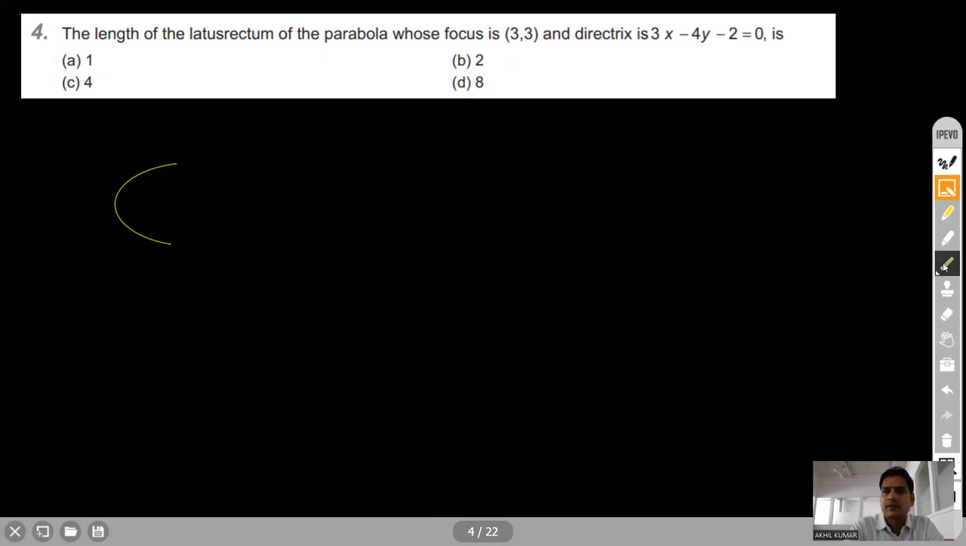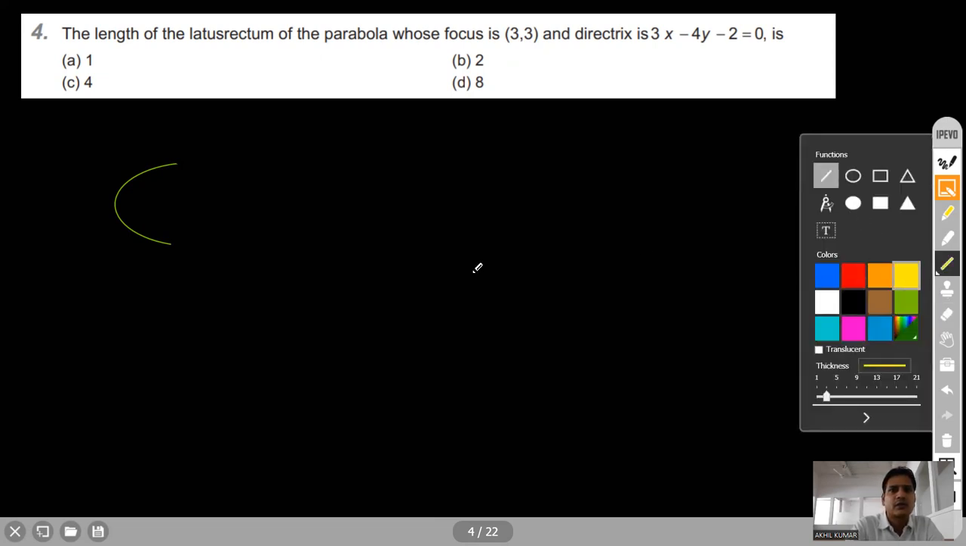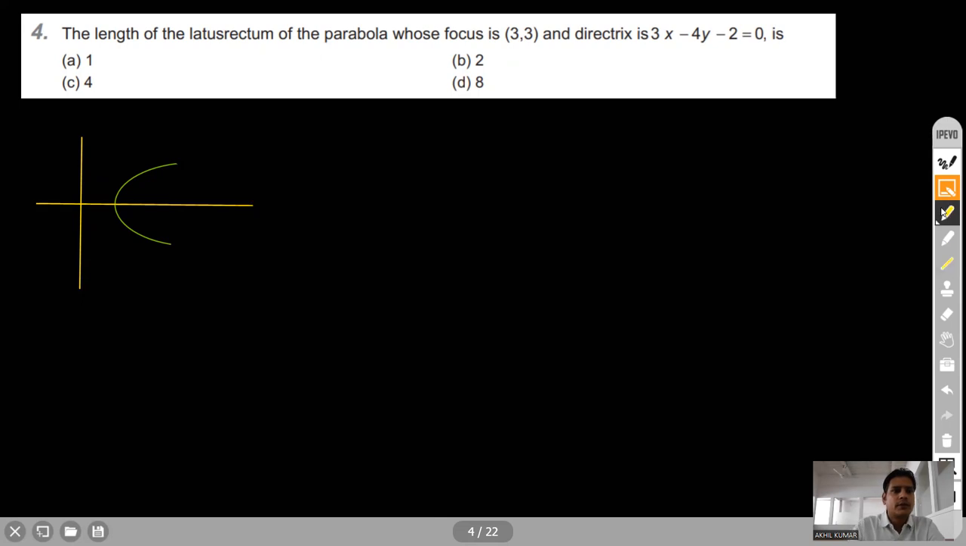Okay, and then the directrix is also given and the focus is also given for this parabola. Here, the focus of this parabola, let me denote it as S, is given as (3,3). The equation of the directrix is given as 3x minus 4y minus 2 equal to 0. Now we need to find the length of the latus rectum.